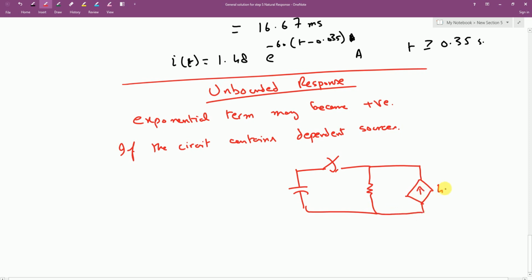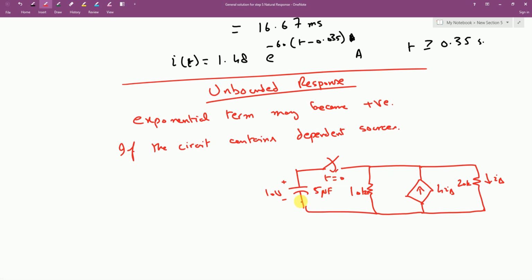This is 4I delta, and here we have another resistance through which the I delta is flowing. Let us say this is 20K, and this is 10K. This is plus minus 10 volt, and this is a 5 microfarad capacitor, and at time t equal to 0 we turn on this particular switch. Notice that when this switch is operated at time t equal to 0, we need to first of all find out the Thevenin equivalent of this particular circuit at these two terminals A and B.